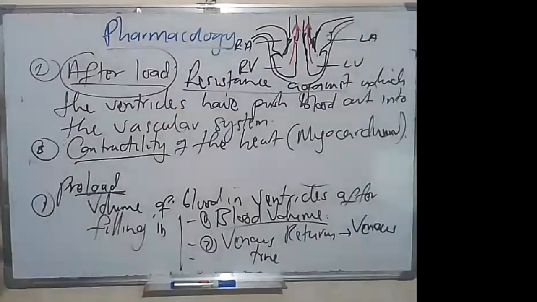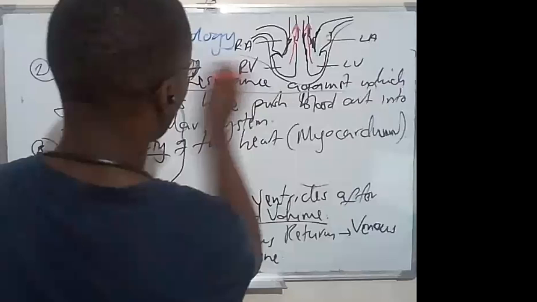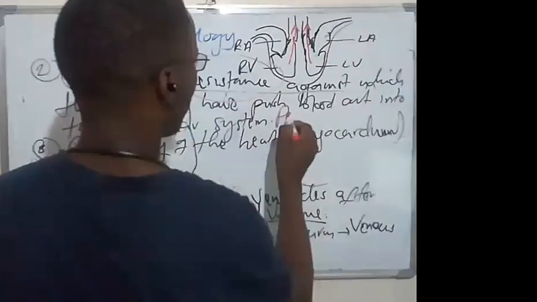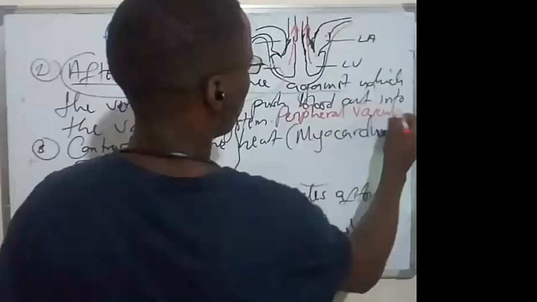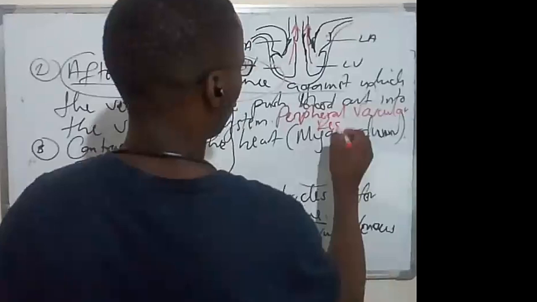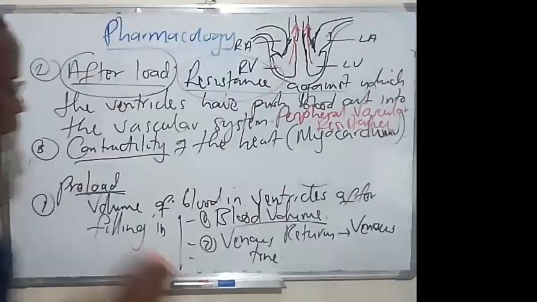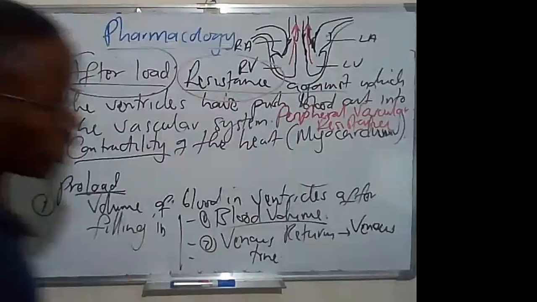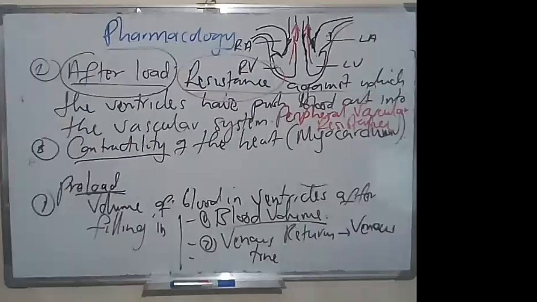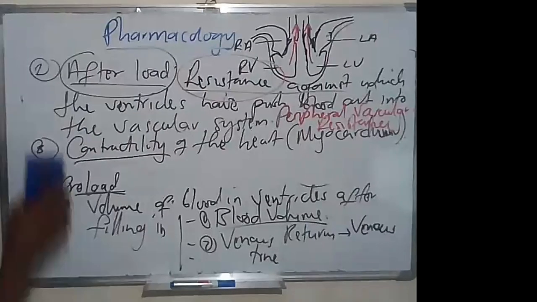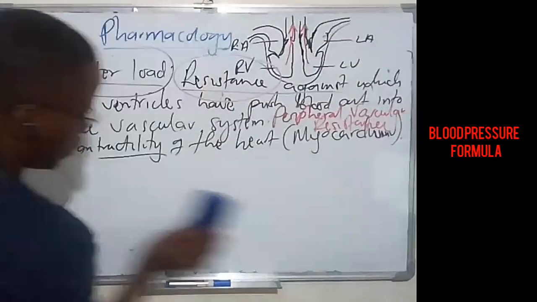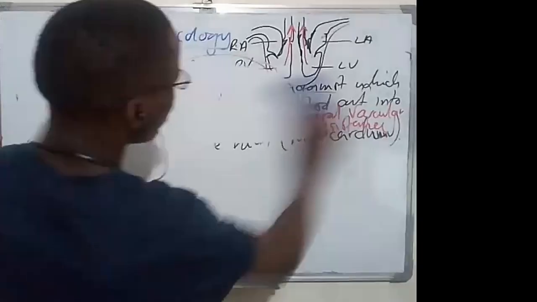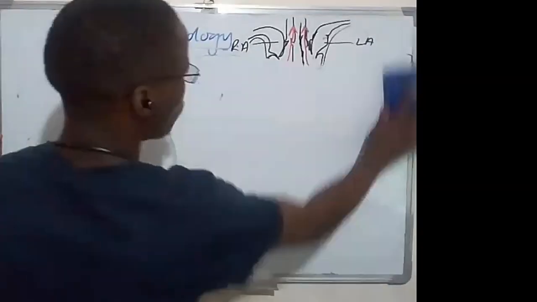Now, the other thing that I should mention is that this resistance that we're talking about is what is called peripheral vascular resistance, okay? Peripheral vascular resistance, okay? Now, we have talked about a number of things here. Let me give you a formula, okay? A formula for blood pressure. Now, blood pressure is simply a product, okay? It's simply a product of two things.